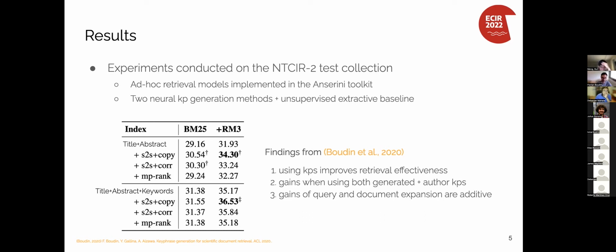What we found is that key phrases are helpful and they improve the retrieval effectiveness. And interestingly, there are gains when using both generated key phrases and author keywords. That means that they are complementary. And also gains provided by query expansion and document expansion are additive, which indicates that they provide a different but complementary relevance signal.